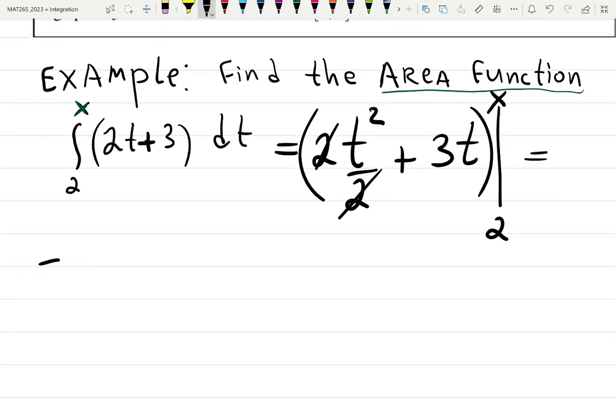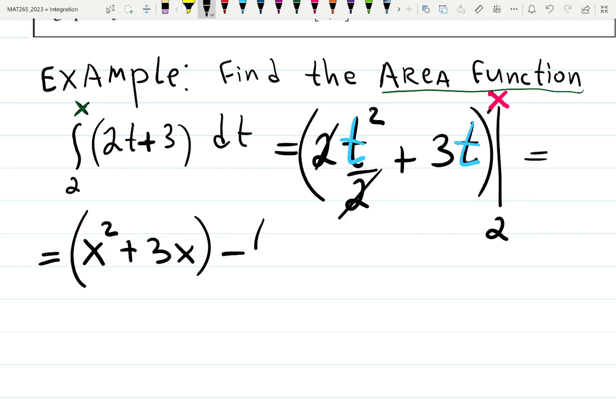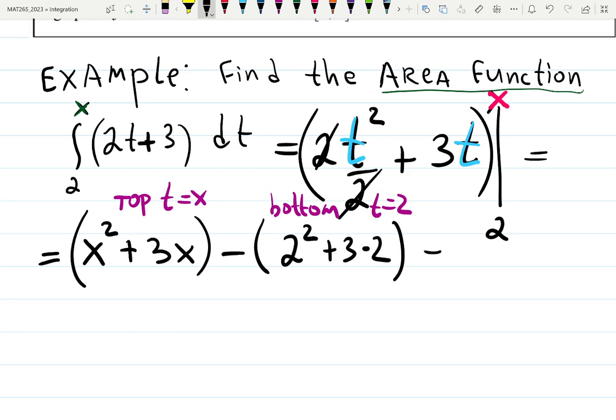The idea is the same. Let's plug in the top. Everywhere I see variable t, variable t is my dummy variable, and then variable x is my b that is not fixed. It's going left and right. It's going to be x squared plus 3x, parenthesis, minus. So I'm plugging in the top, t equals x, plugged everywhere. Now plug in the bottom, and the bottom t is 2: 2 squared plus 3 times 2. And don't forget the negative sign, because we're scanning from 2.